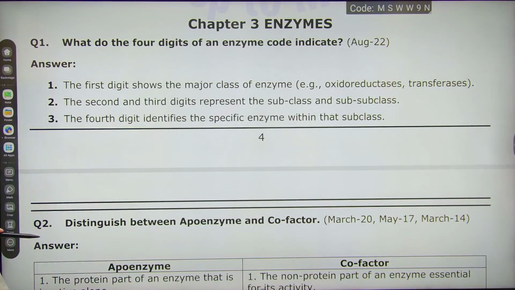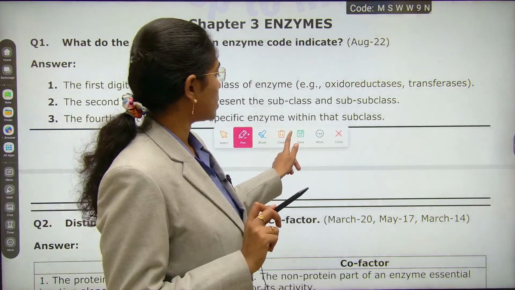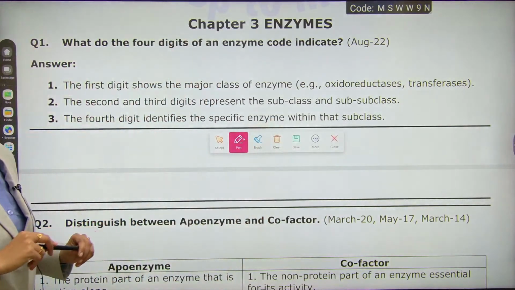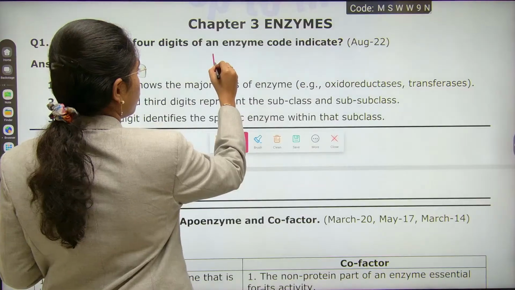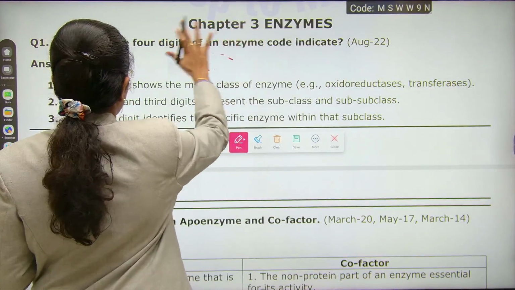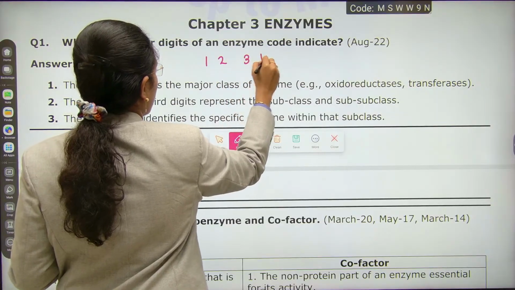What do the 4 digits of an enzyme code indicate? The first digit shows the major class. There will be 4 digits present: 1, 2, 3 and 4.